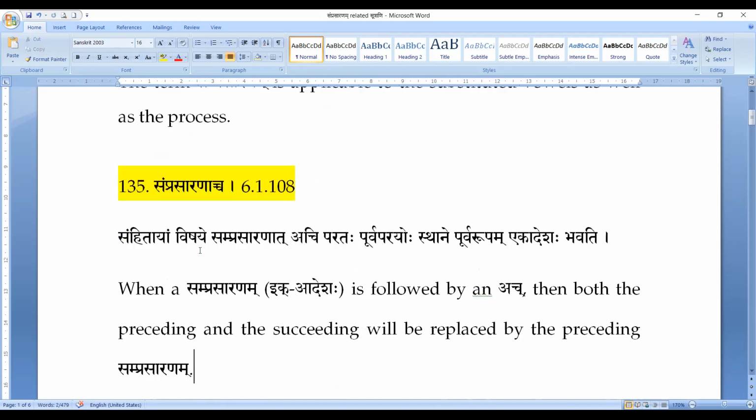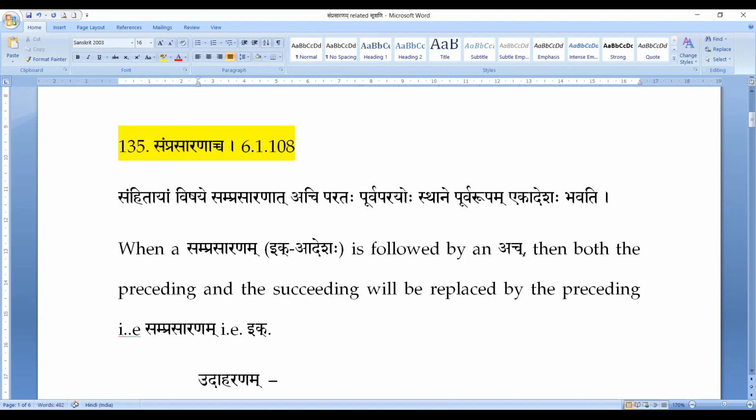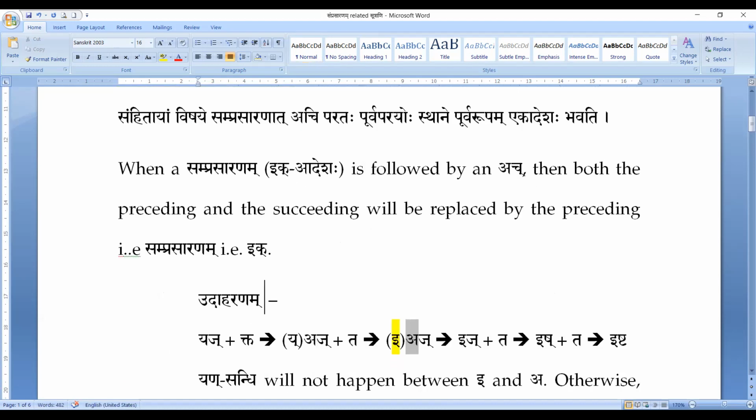So the Samprasaranam followed by an Ach, then what will happen? Both the preceding and succeeding will be replaced by the preceding. What is that? Preceding is Samprasaranam, that is the Ik letter. Ik is the Adesha in the place of both the preceding and the succeeding. Example, you can take this example.